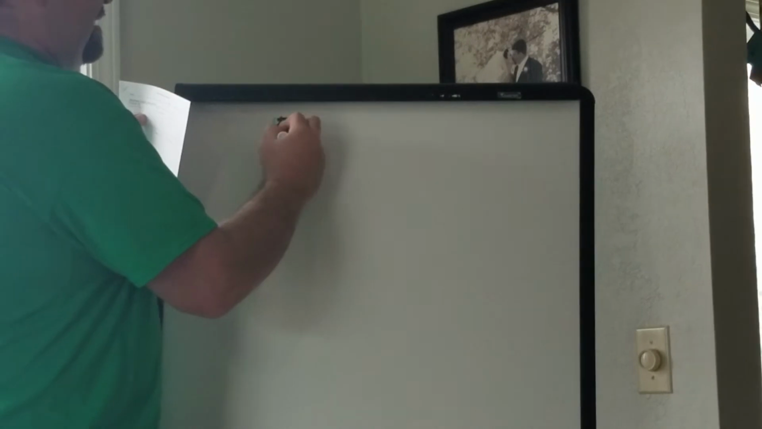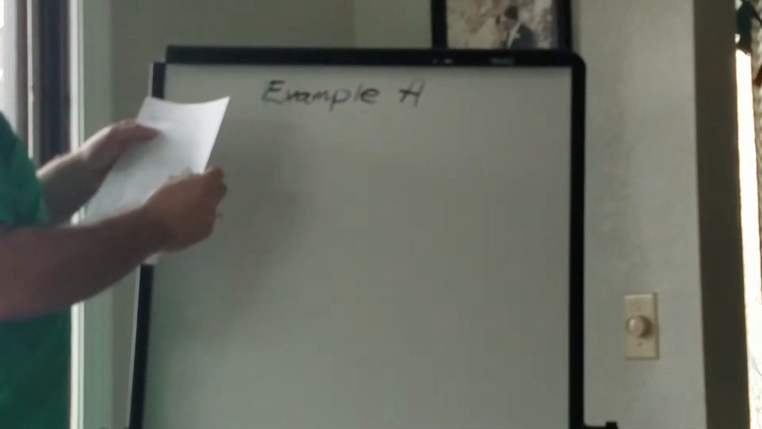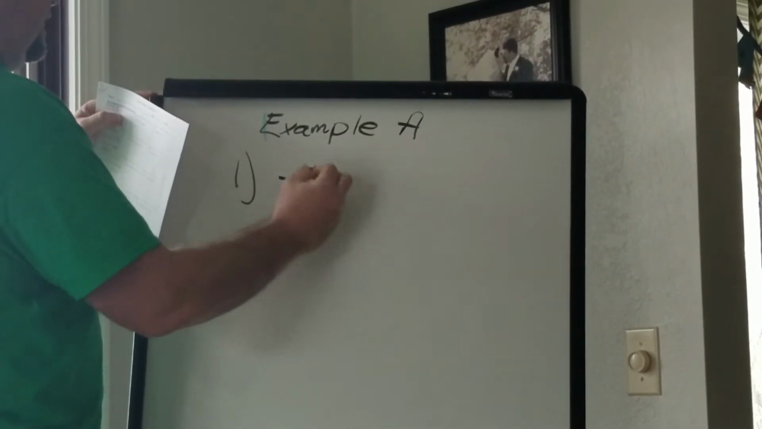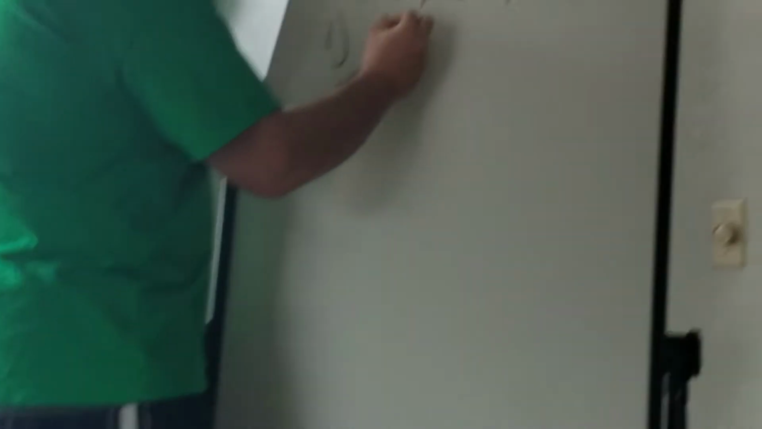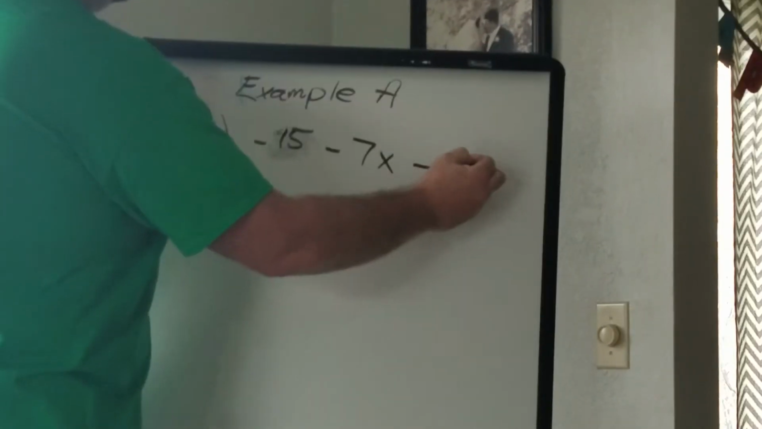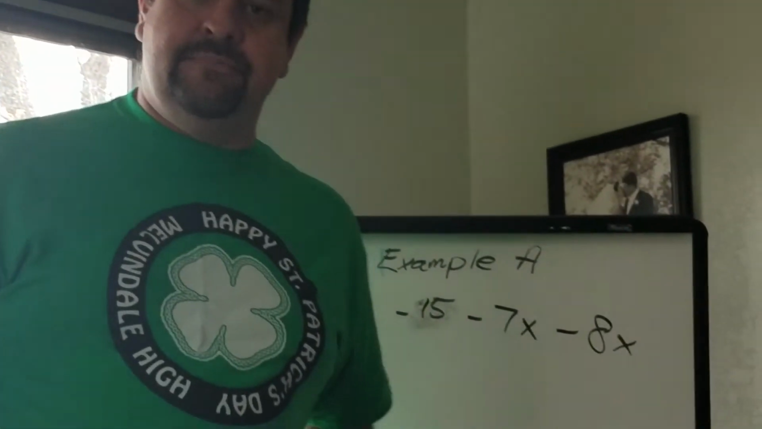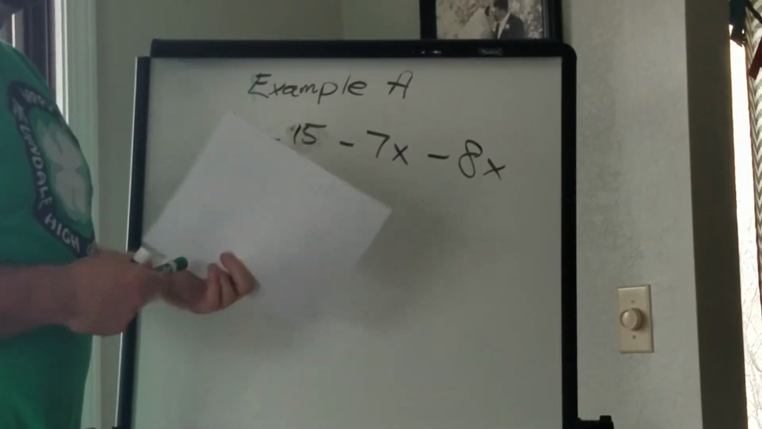So we're looking at example A. If we look at number 1, it simply says you have a negative 15, minus the 7x, minus the 8x. Now what we're looking for here, kids, is what are called like terms. So if you look at this material up here, the two things that are the same, what are they?